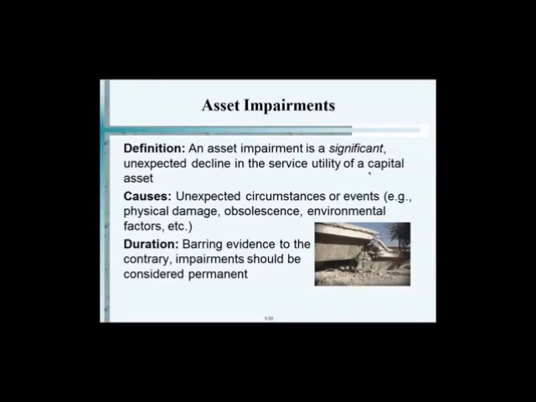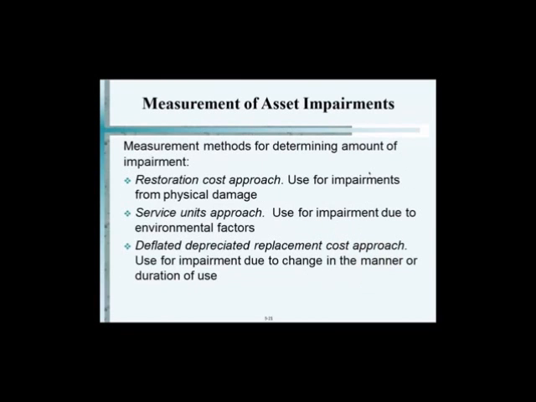And how do you measure impairment? Because apparently you can't record a transaction unless you can measure it. And impairment's kind of a strange thing because there is no exact value being exchanged here. One is restoration cost. Whatever the cost to restore the item, that's the amount of impairment. Service units approach. Use of impairment due to environmental factors. Now the next one is kind of a very wordy thing, deflated depreciation replacement cost approach. More simply, impairment due to a change in the manner or duration of use. So, if you expected to use a facility for a certain period of time and now you cannot use it, that's where that would be. But better still, let's take a look at an example.